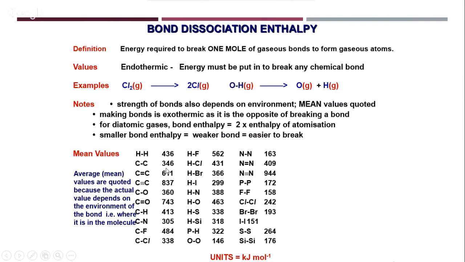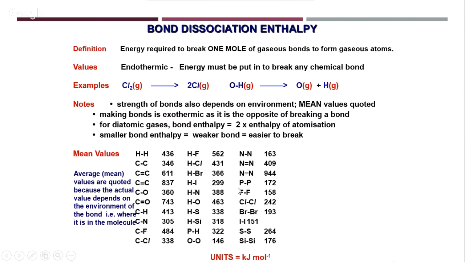I have shown you here, for example, 346 is a single C-C bond enthalpy. But if you look at the triple bond enthalpy, it is 837. It is not 3 times 346, which would be somewhere around 1000 kilojoules. It is only 837 kilojoules. So the actual value is something that is experimental, and for each of them you will end up getting some bond enthalpy. I've given you all the bond enthalpies for different atoms.